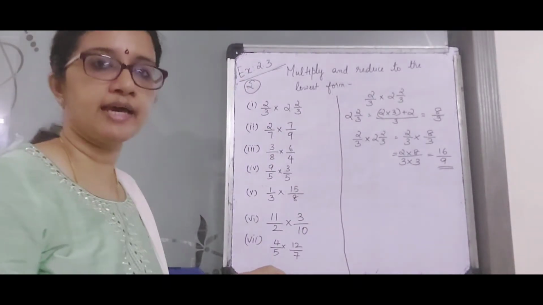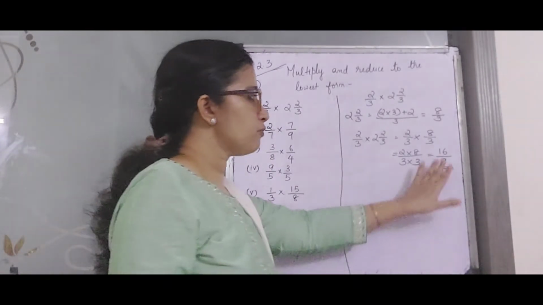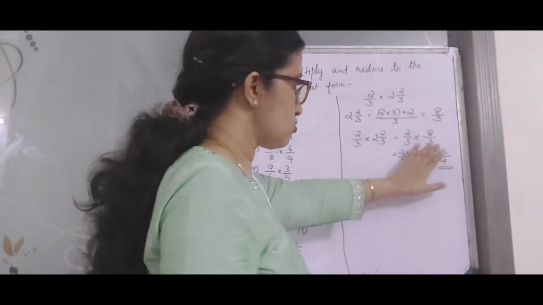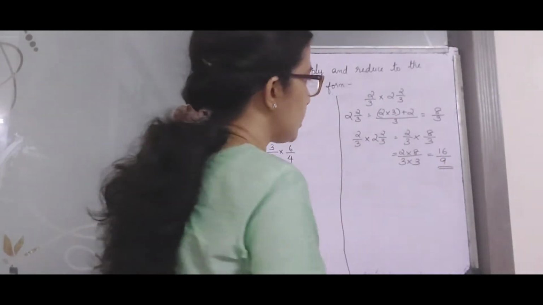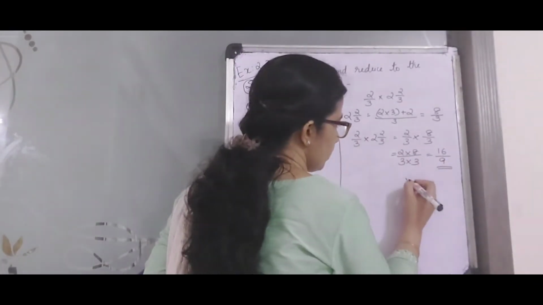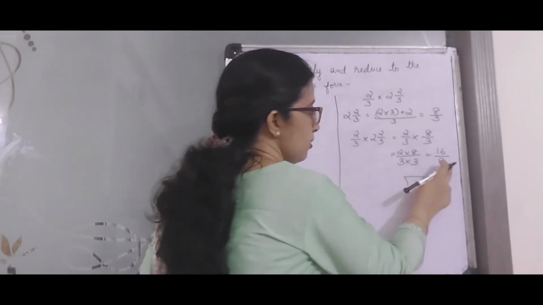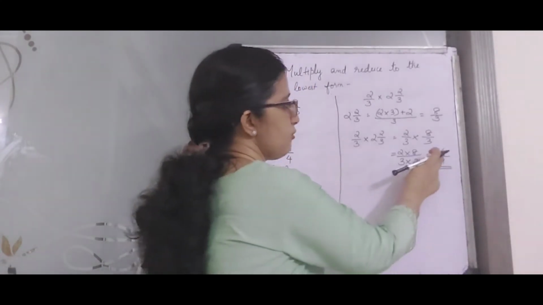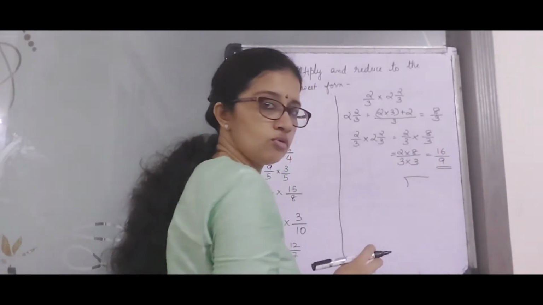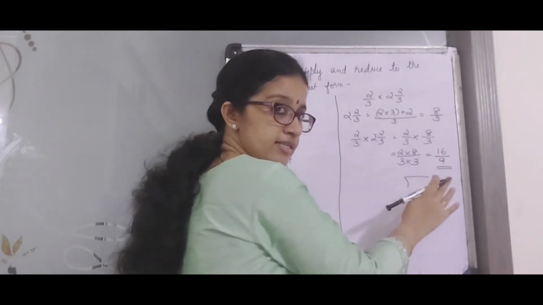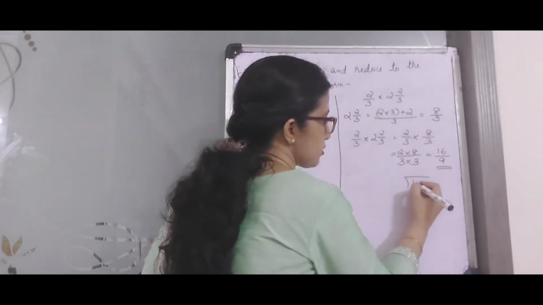So we can also convert this into a mixed fraction now. This is also a correct answer. This can be converted to a mixed fraction also. How can you convert? Now this cannot be further reduced, right? Is there any common factor between these two? No. So let it be like this, and then we will convert it into a mixed fraction.